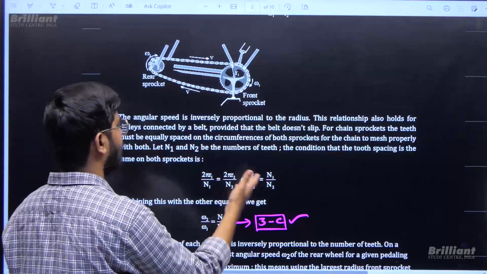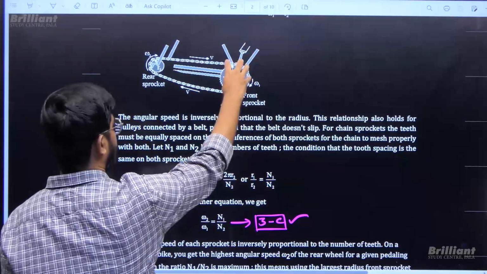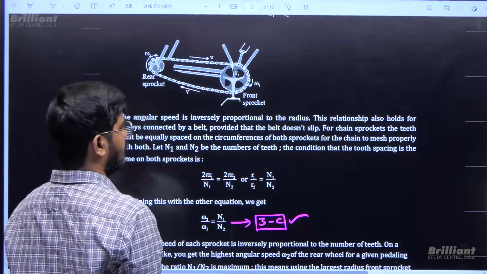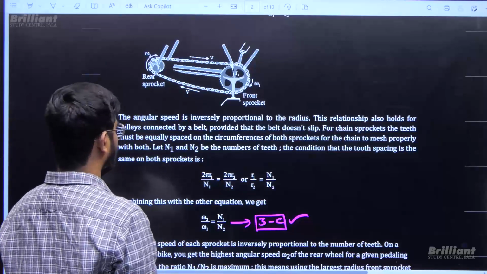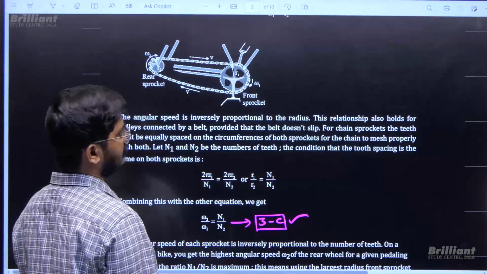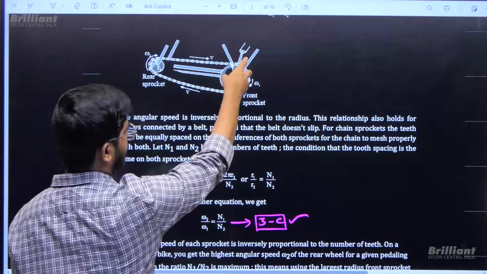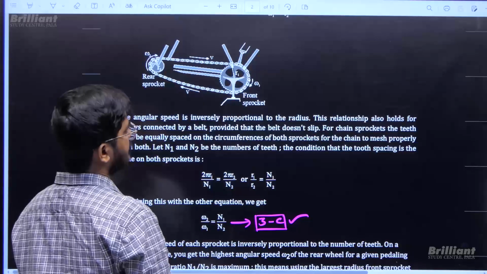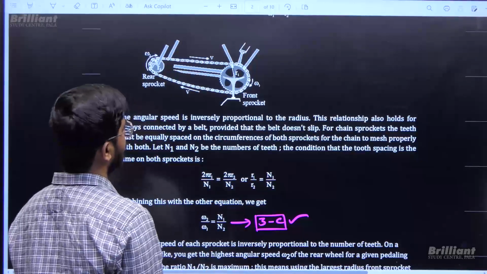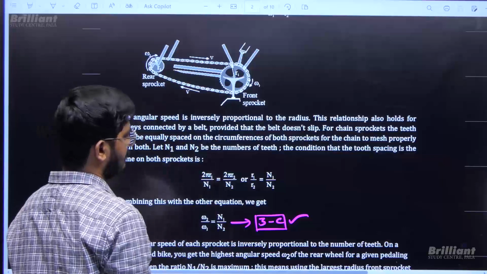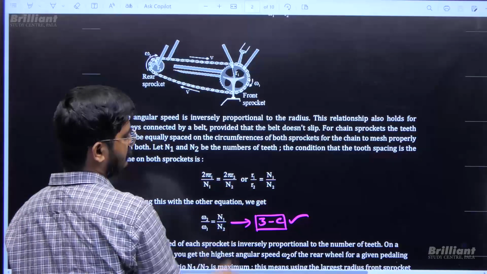Okay, let n1 and n2 be the number of teeth, so n1 here and n2 here. The condition that the tooth spacing is the same on both sides is that you need to have the same spikes. So 2 pi r is the circumference and n1 is the number of teeth, so 2 pi r1 by n1 will be the distance between two consecutive teeth. Similarly, here it is going to be the same thing: 2 pi r1 by n1 equals 2 pi r2 by n2.